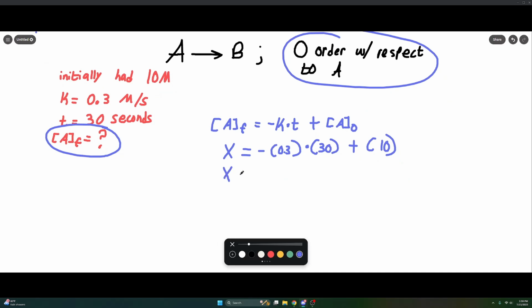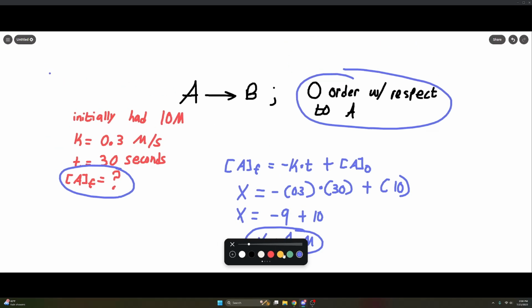So now if I just do a little bit of math, 0.3 times 30 is 9. There's a negative sign in front of it, so I have negative 9 plus 10. For X, I have a final concentration of 1 molarity, or 1 molar of whatever A is. So, awesome. And as a little pop quiz, how much B would be created? It's 9. It's a 1-to-1 ratio. Don't forget your stoichiometry. If I used 9, that means I still had to create 9.